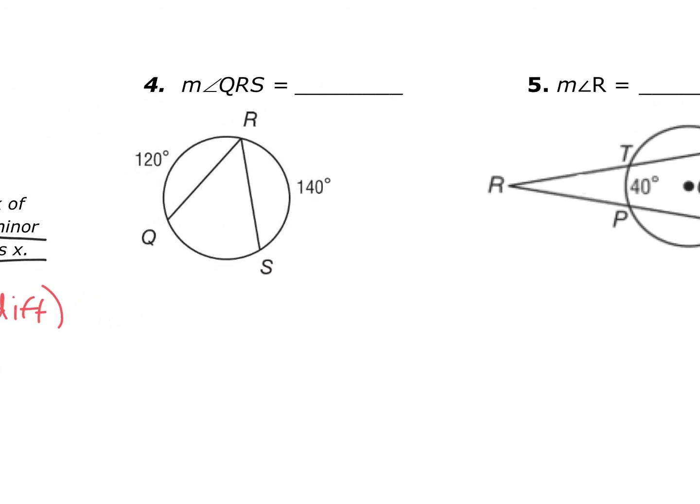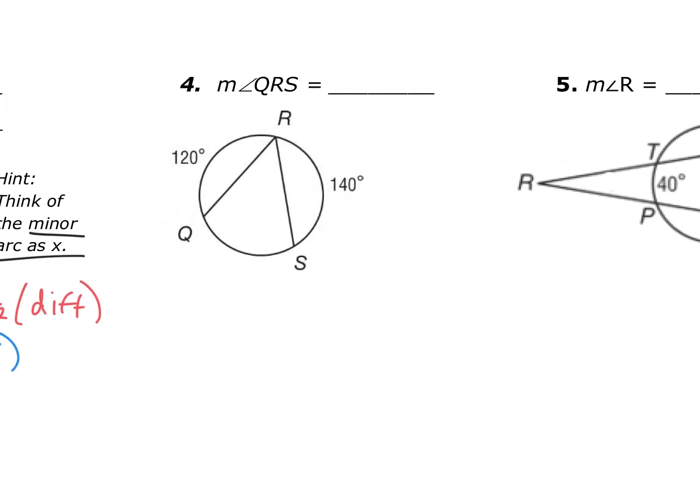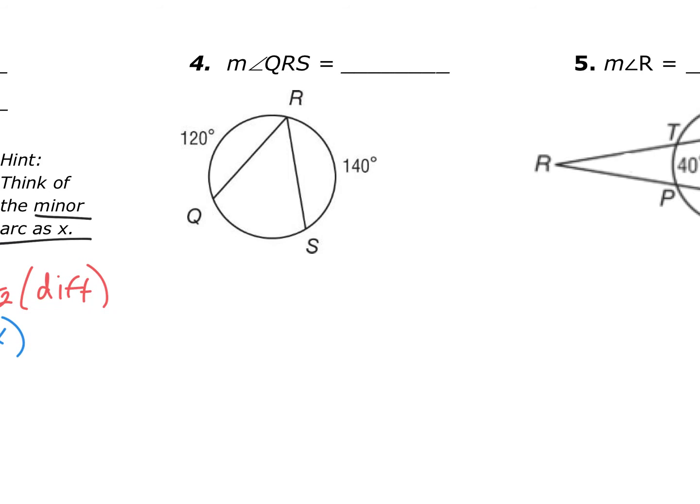Okay, the next one. Our vertex, QRS, is on the circle. And this is what we want to find. So we know that our angle is on the circle, so its angle equals half of the intercepted arc. So the first thing we need to do is find our arc QS.